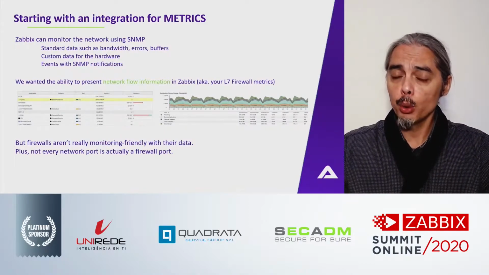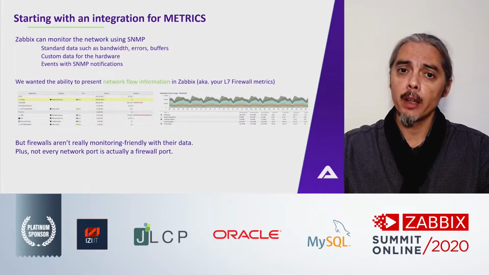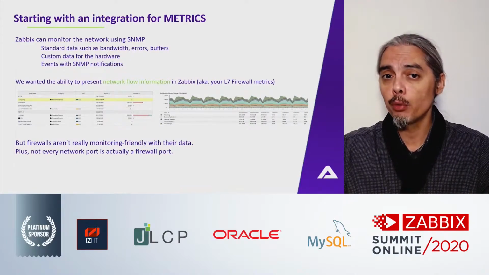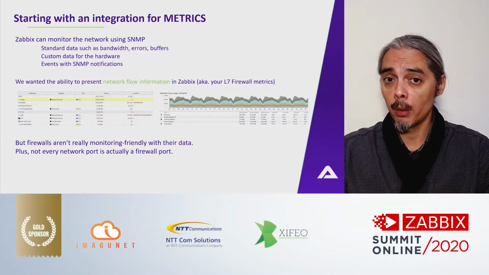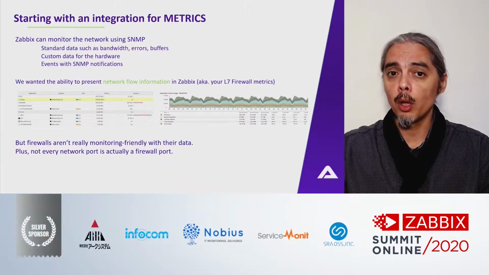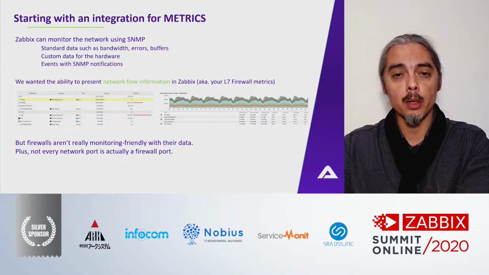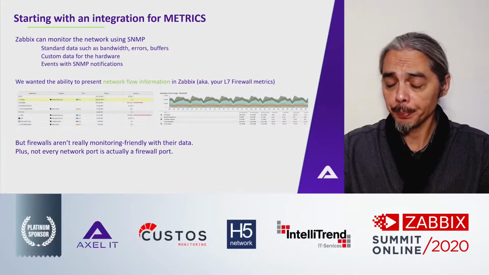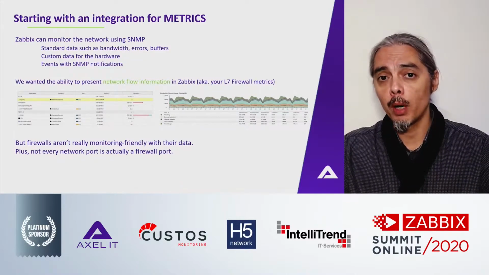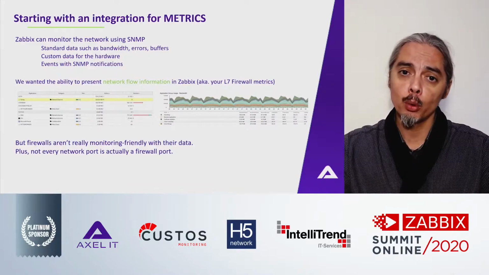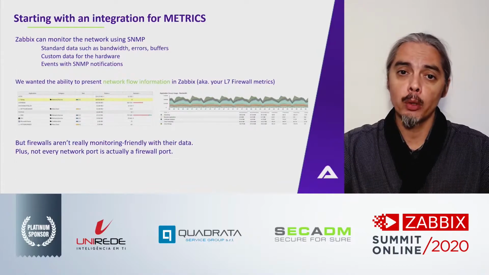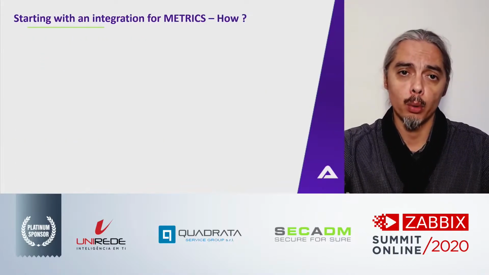But there are a couple of issues when you want to get that network flow data into your Zabbix system. Firewalls aren't really friendly to monitoring systems. They are mostly used to send their data to log management systems where you can get the charts, and not to monitoring systems. Plus, there's not actually a firewall at every network site or at every network port. So that information would be located only on one side, or on the boundary between the one side and the LAN side of your network.